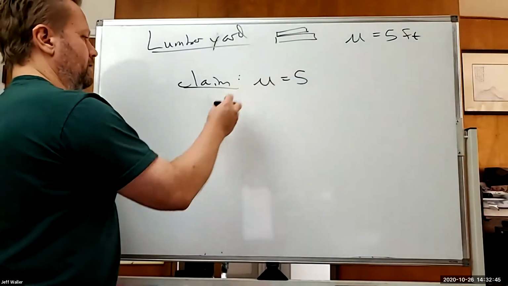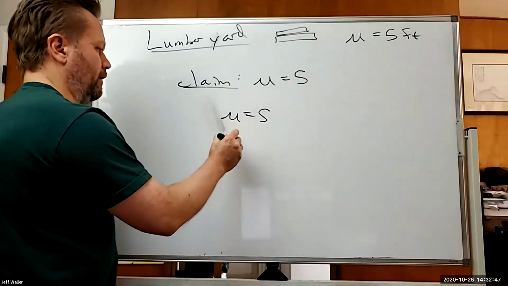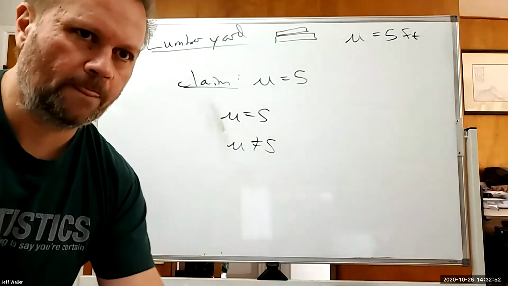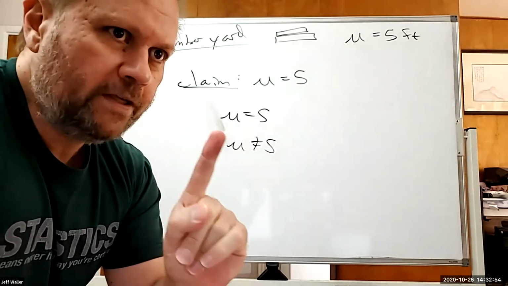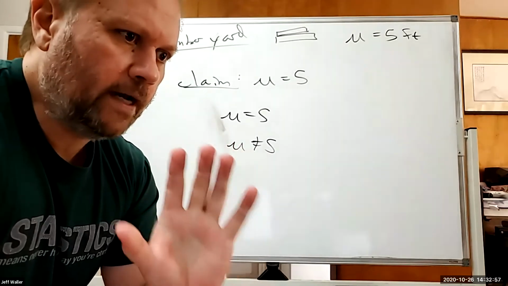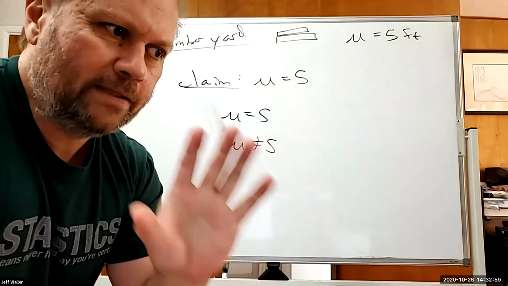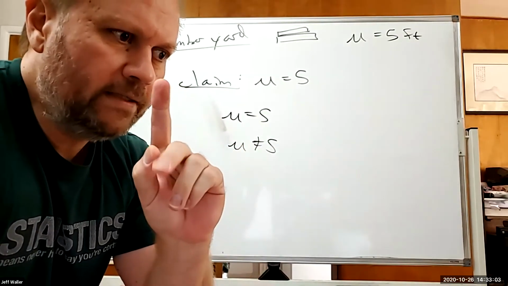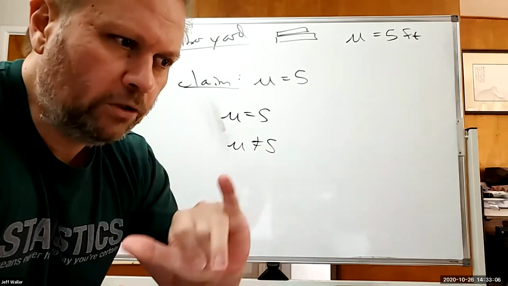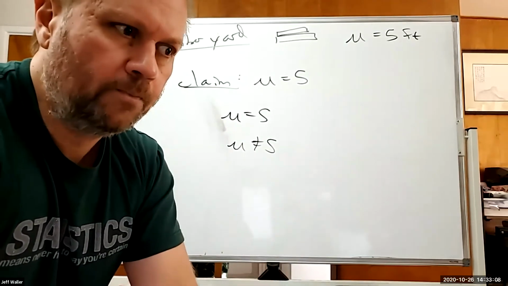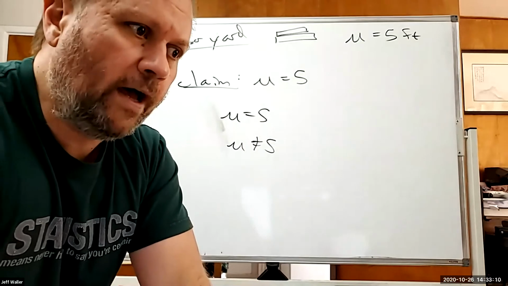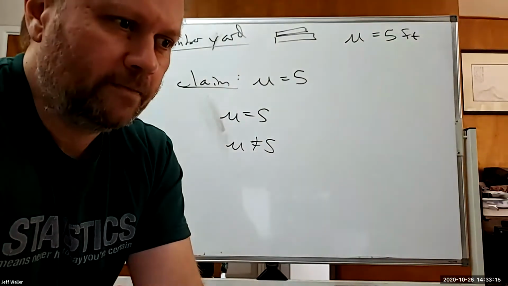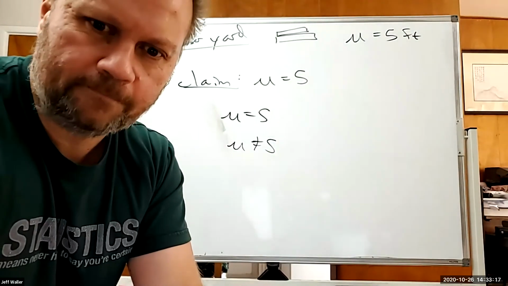So one guy thinks the mean is 5, and the other guy basically always thinks he's wrong. So he's going to think the mean is not 5. So the first step in any of these claim testing problems is to figure out what the claim is, and then what is the opposite of the claim. What are the 2 sides of the story here? So either the mean is 5 or the mean isn't 5. Those are the 2 possibilities. That doesn't seem too hard yet, right?